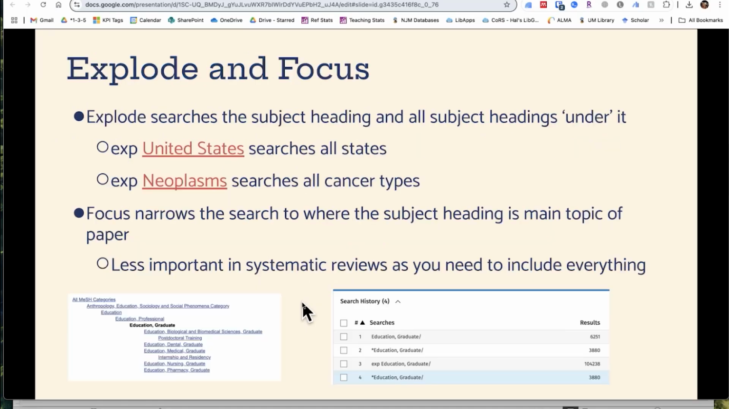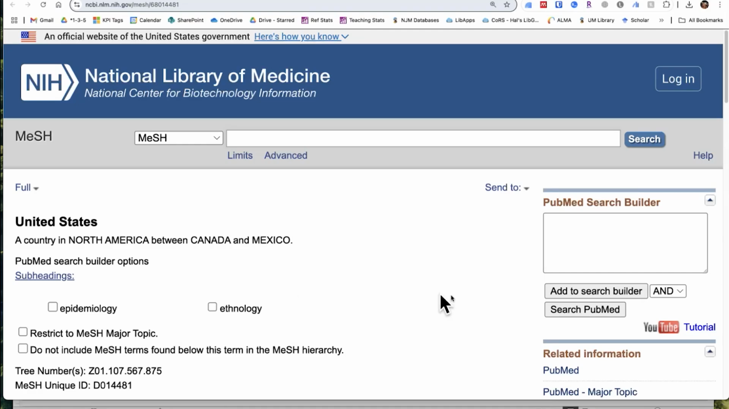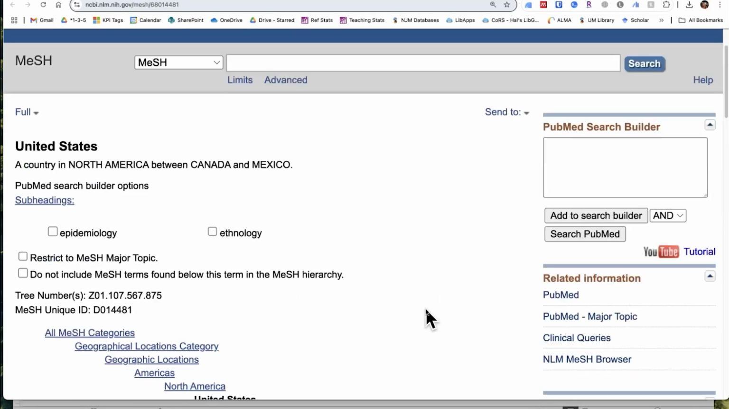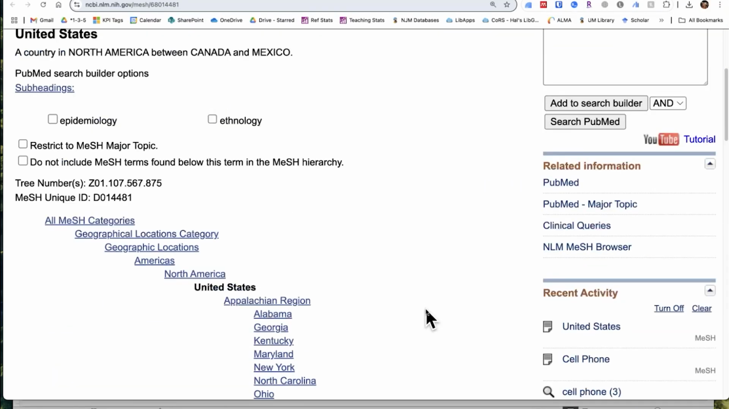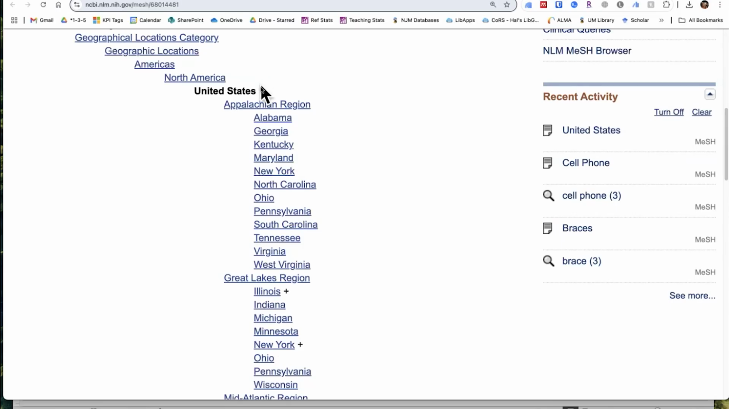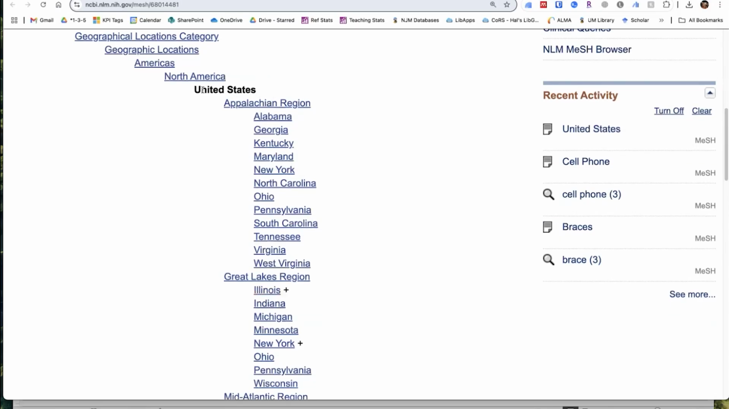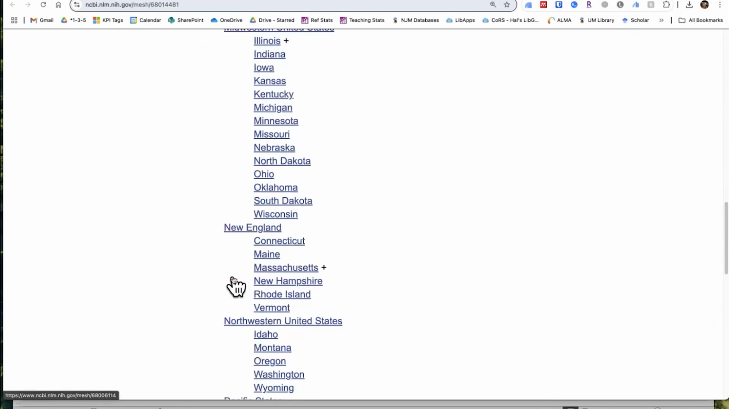Okay. So the other thing to be aware of when you're constructing your search is what the difference is between explode and focus. So maybe you've seen this. If you see the letters EXP and then your term, for example, let me click on the United States. This is the MeSH term for United States. You can see all of your states are underneath the United States. They are grouped by region.